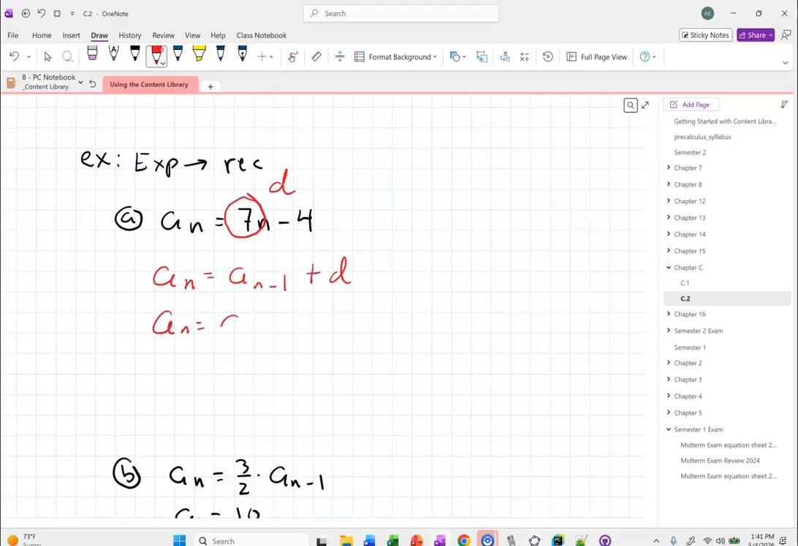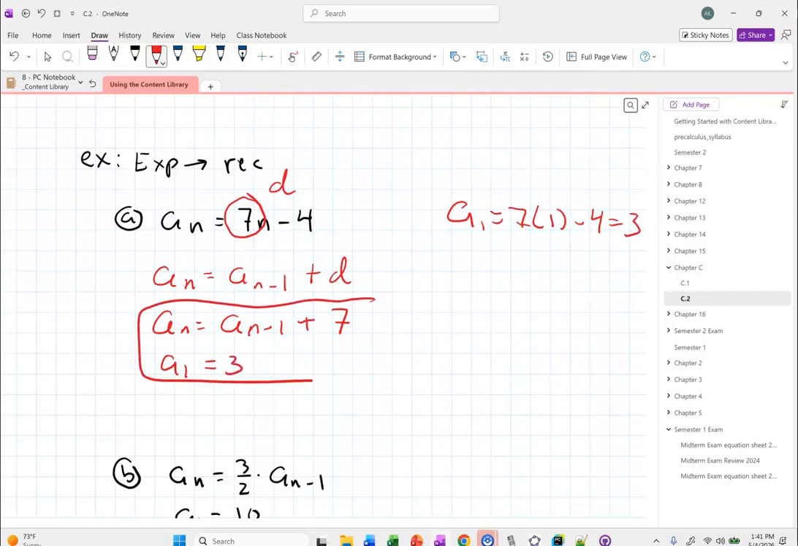So in this one, I have the d. The d is just 7. And then I need the first term. How am I going to find the first term? Well, guys, I have the explicit formula, right? I just plug it in. Easy peasy, and we are donezo. Is everybody okay with that?